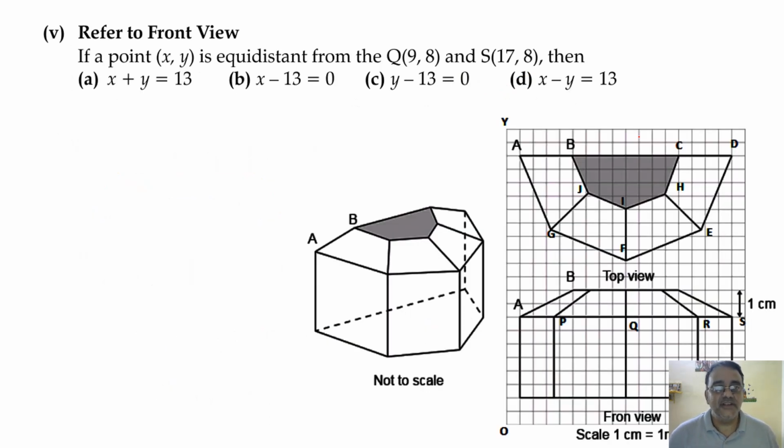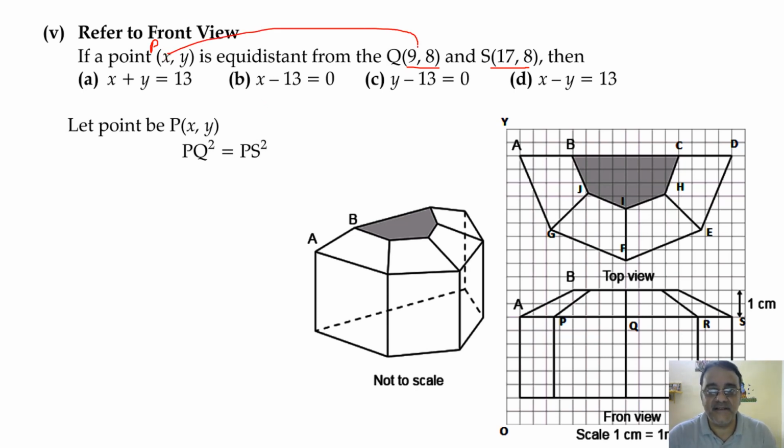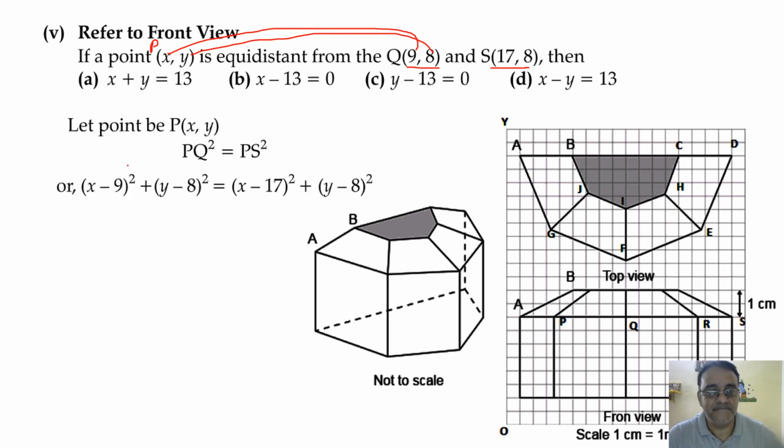Now the next question, refer to front view. If a point x, y is equidistant from Q and R, the points are already given: 9, 8 and 17, 8. Okay, so equidistance मतलब इस point को मैं P ले रहा हूँ, P. So PQ is equal to PR. So we'll take it as PQ square is equal to PR square. Now PQ square, x minus 9 whole square plus y minus 8 whole square, next x minus 17 whole square plus y minus 8 whole square.